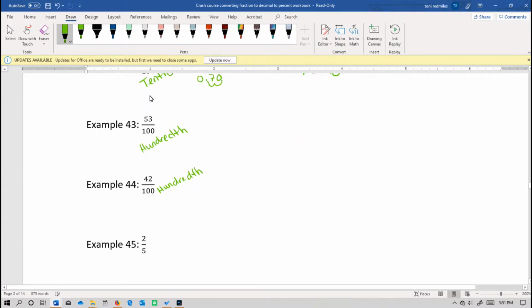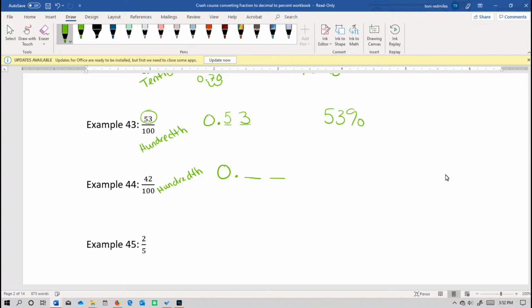Again, in these two, we get hundredths. So if I have hundredths, then I just have to put it in the hundredths place, which is 2 places out. Look at this, I have 2 numbers. And if I move that 2 places, that's 53%. Again, with this one, I just got to put it in the hundredths place because that's the place value in the fraction. And I get 0.42, which is 42% if I were to move that decimal 2 places.